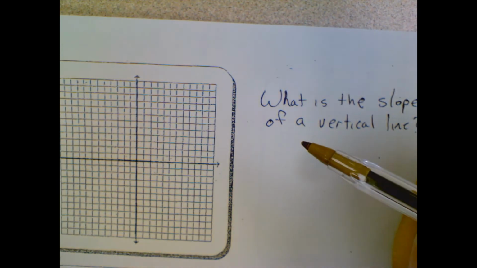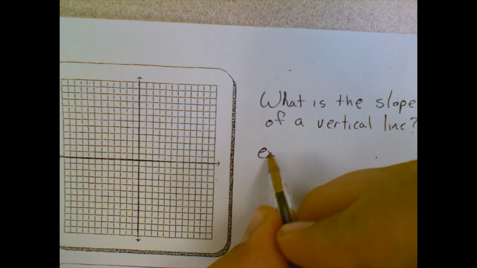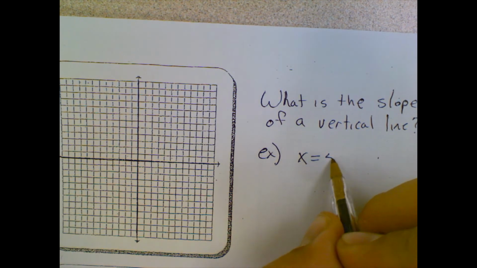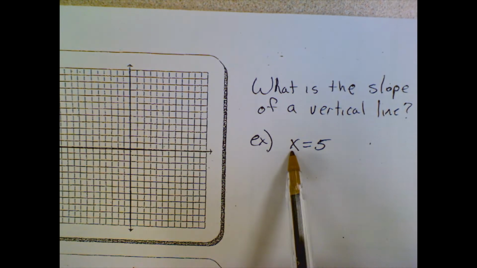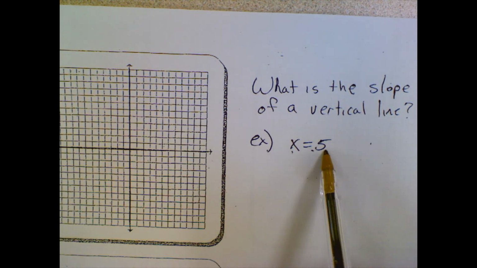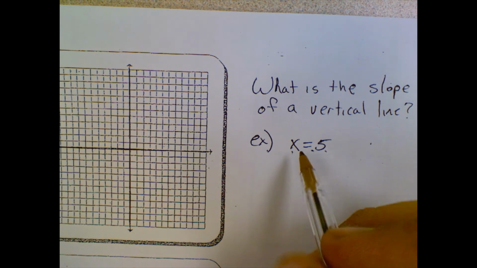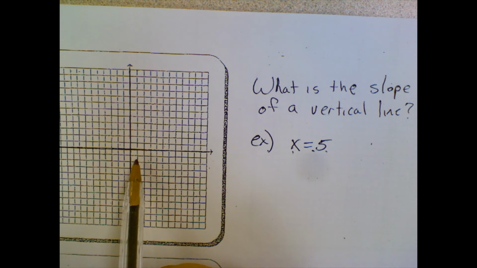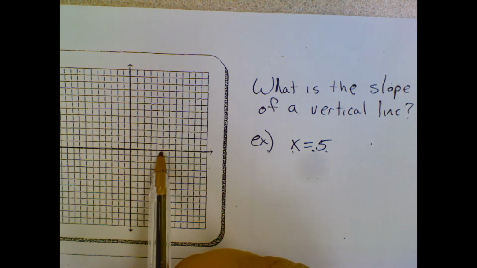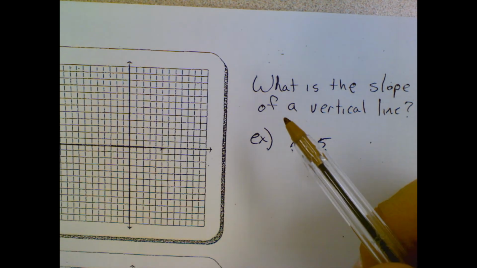Well, you know, vertical lines go straight up and down. So here's an example. X equals 5. Now remember from your line notes that anytime you have x equals a constant and there's no variable other than x, this is going to be a vertical line. So you go on the x-axis where x equals 5. 1, 2, 3, 4, 5. And we draw a vertical line through that point.